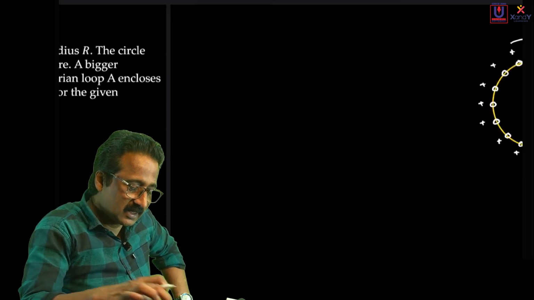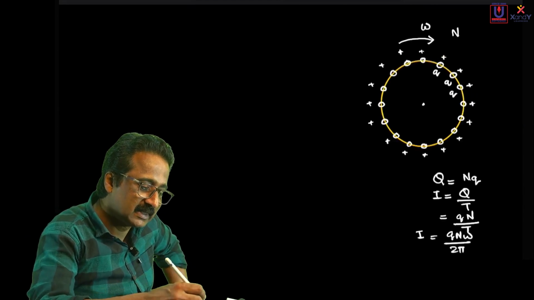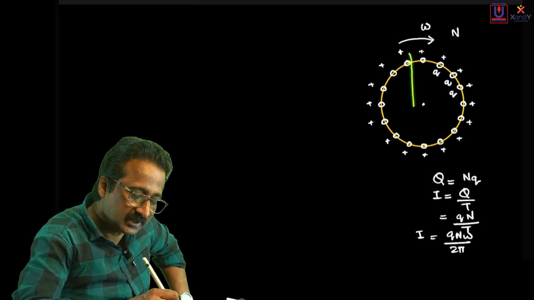Let me again go back to the original question. B is a larger loop. Let me show that. They say that the loop B is this. There is a bigger loop like this. Let me try to show it here.